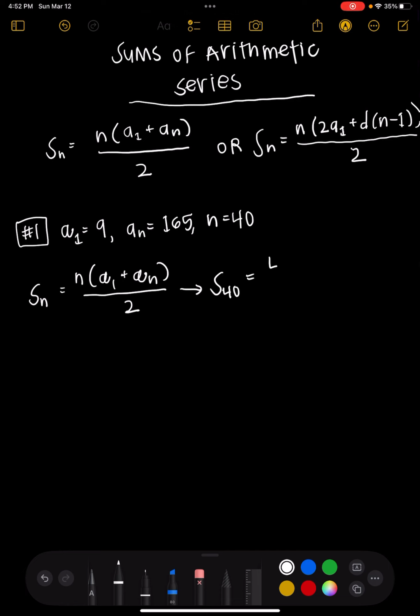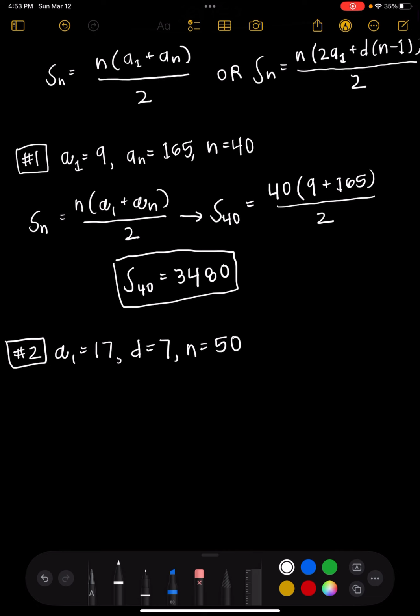So in this case, once again, we're going to look at the two equations we have and decide which one's going to be the easiest to use, based on the information that I have. So in this case, because I wasn't given an a sub n, I can't use that first equation. Potentially I could find a sub n, which is totally fine, but it's going to be way easier to use the second equation because I already have all of that information. So I'm going to just write that second equation down here.